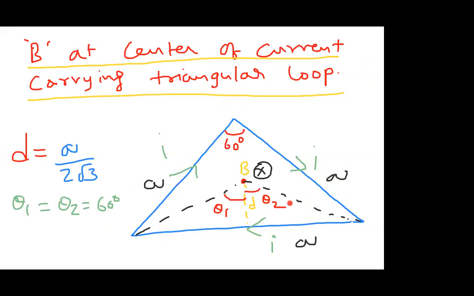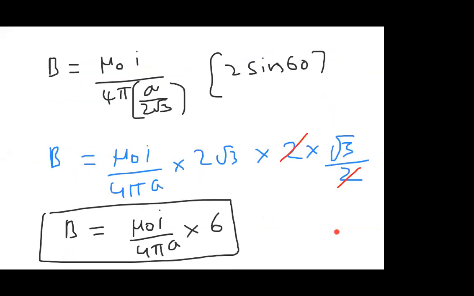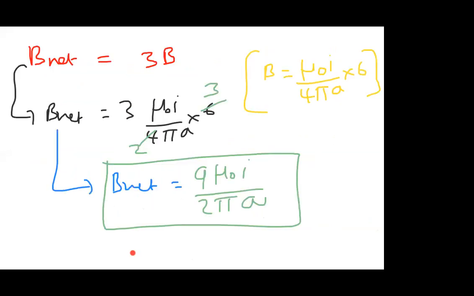By using that data in our formula for the magnetic field due to a finite length conductor, this is the formula. We substituted the theta 1, theta 2 and D values in this formula, so that we got B due to one straight conductor as mu naught I by 4 pi A into 6. But here totally how many straight conductors do we have? 3 conductors. 3 conductors are there, so what should I write? B net equal to 3B. Why 3B, sir? Why did you add all the things?